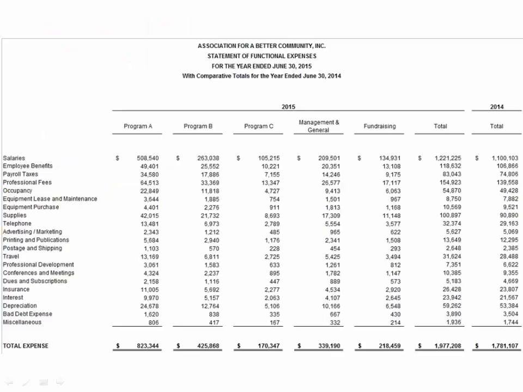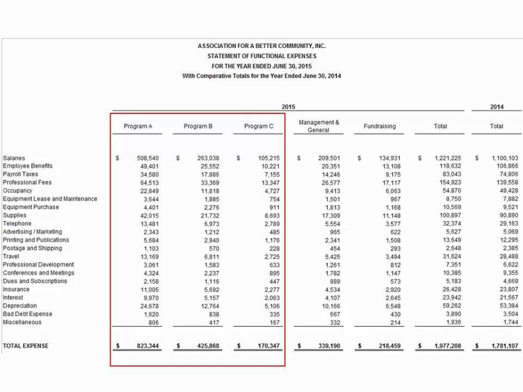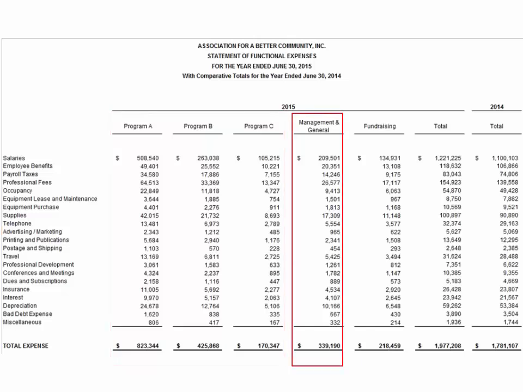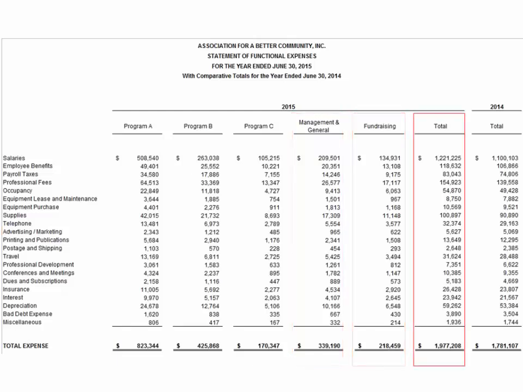So we will take a look, apologize for all of the small numbers here, we will take a look at an example of a statement of functional expenses. So you'll see that the statement of functional expenses has columns for each program, in this case 3 programs, Program A, Program B, Program C. And we can see from this which is the organization's largest program. Program A has a total expense for the year of $823,000. Program B is $425,000, and Program C is the smallest at $170,000. We also see how much the organization has spent in management in general, as well as fundraising, and then in total. We also see natural expense categories.